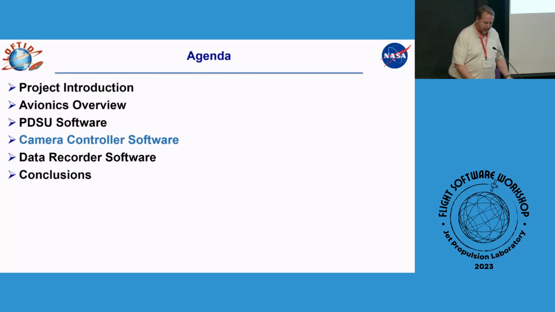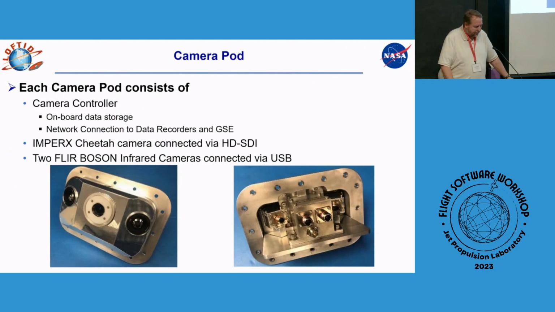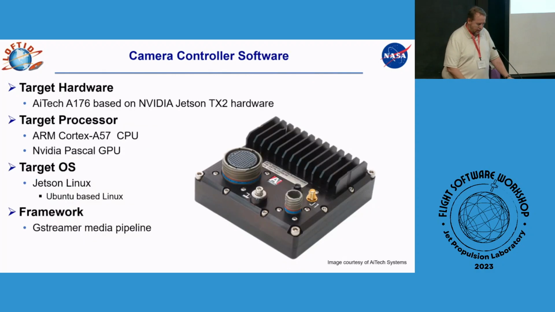So now I want to talk a little about the camera controller software, because this is a lot of fun. The camera controller was divided up into camera pods. Each camera pod was 2 infrared cameras and 1 visual camera, along with a computer to process them. What you see there, that's the cameras and the lenses and everything. Here's what the computer was. We used an AITech A176. This is based off the NVIDIA Jetson TX2.